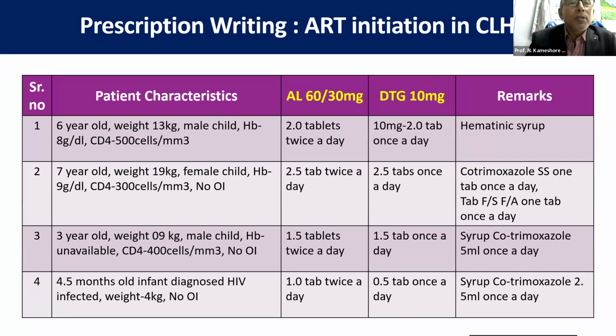In the fourth category, 4.5 months old infant diagnosed HIV infected, weight is 4 kg, no OI. Here, for around 4 kg, AL 60 by 30 comes as 1 tablet twice daily, and the dolutegravir comes as a half tablet once daily. As the child is below 5 years, we give cotrimoxazole prophylaxis. We start cotrimoxazole prophylaxis in exposed babies from 6 weeks. Next.